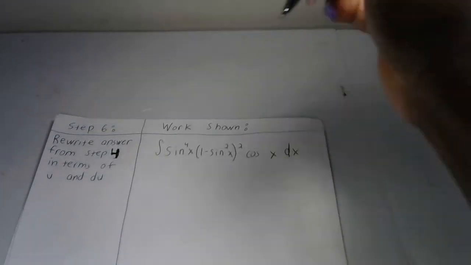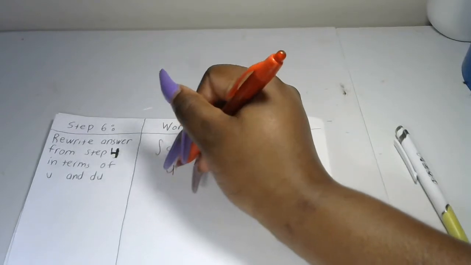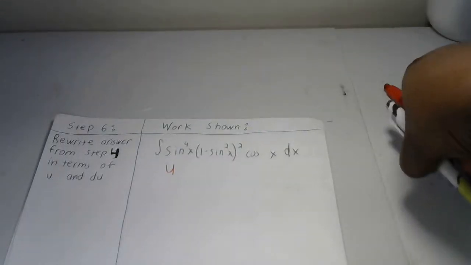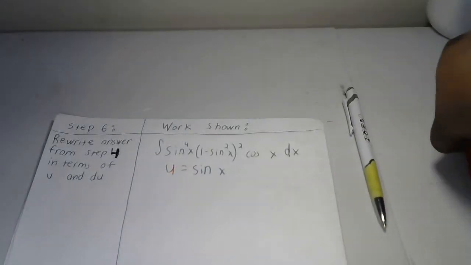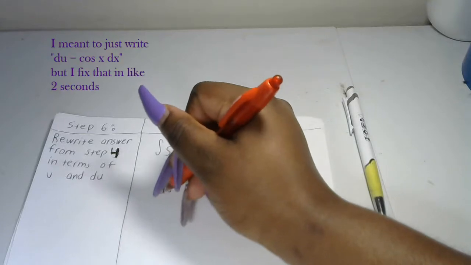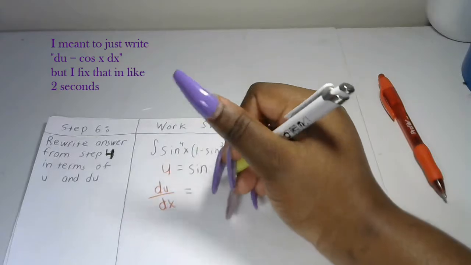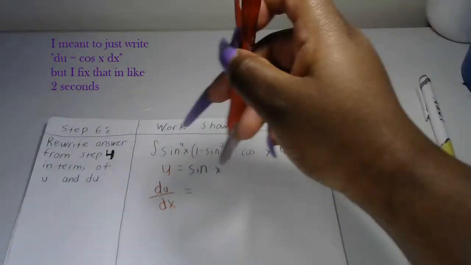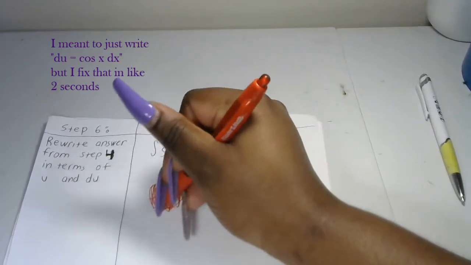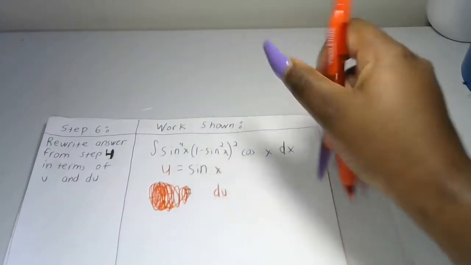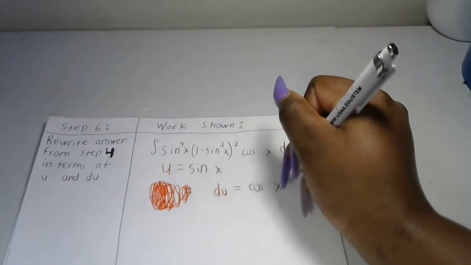Like we said before, let me put this in a different color. I don't know if the camera will see the color, but I'm putting this in red. u is equal to sine x, and then du over dx is equal to... oopsie, it's not supposed to be du over dx. We solve for du. So du is equal to cosine x dx.